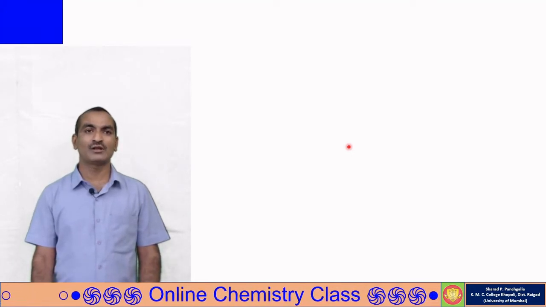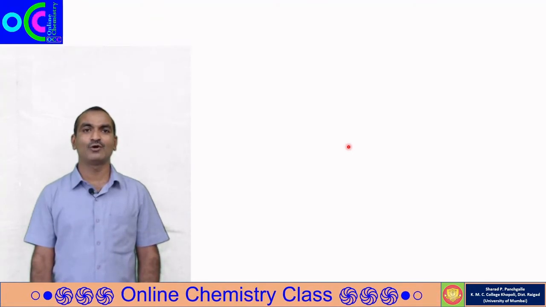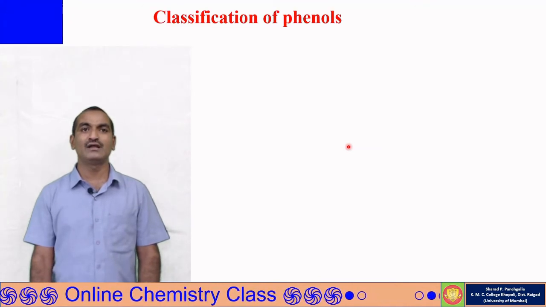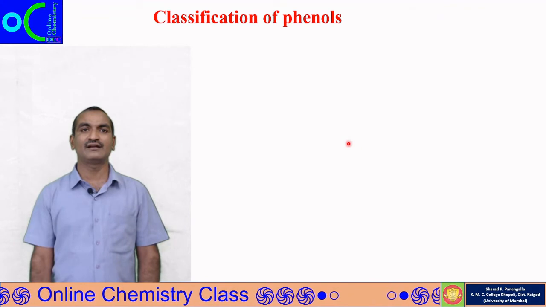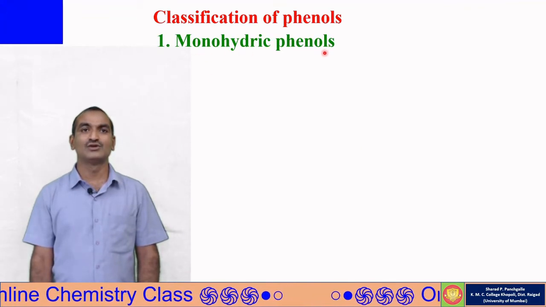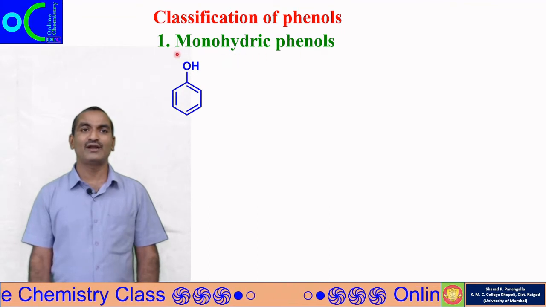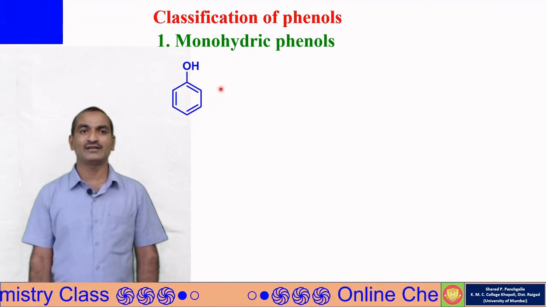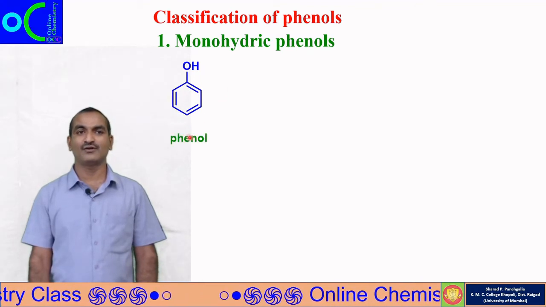Depending upon the number of hydroxy groups directly bonded to the aromatic ring, they are classified as monohydric phenols, dihydric phenols, trihydric phenols, etc. So first we'll discuss the monohydric phenol. In monohydric phenol, one hydroxy group is directly bonded to the aromatic ring. So the examples are phenol.